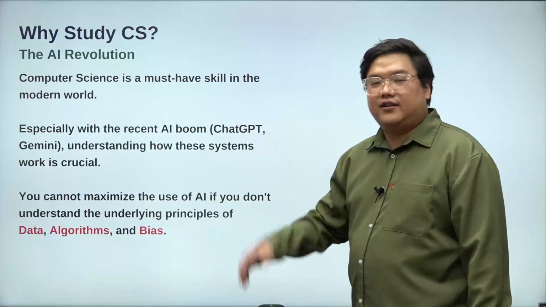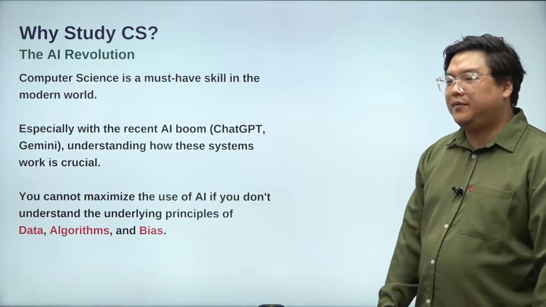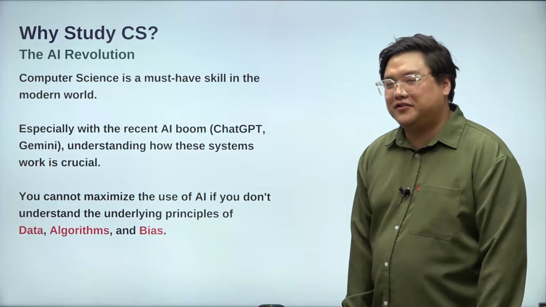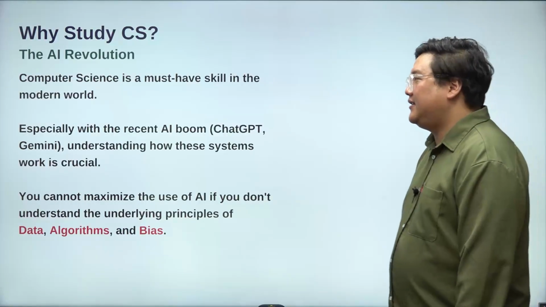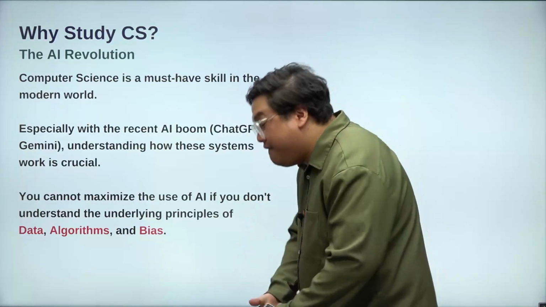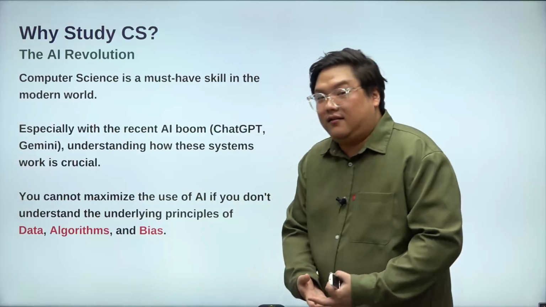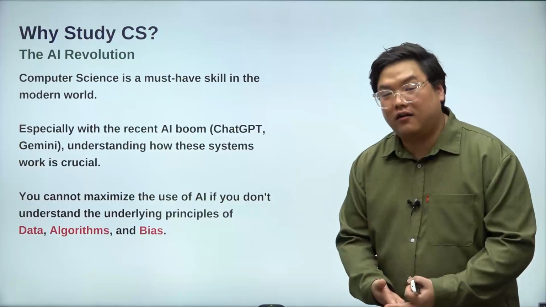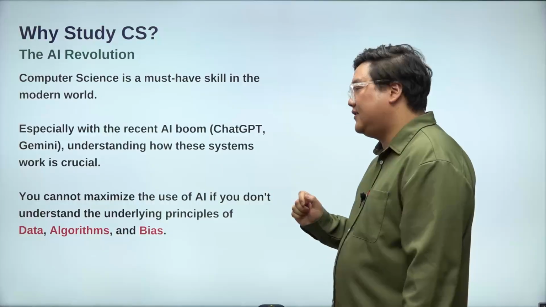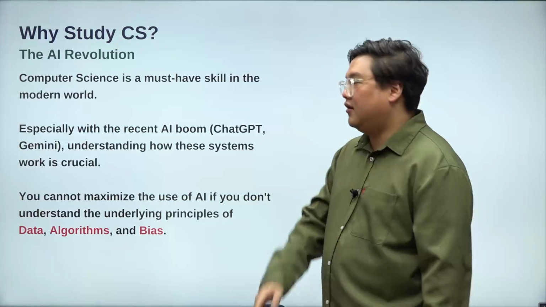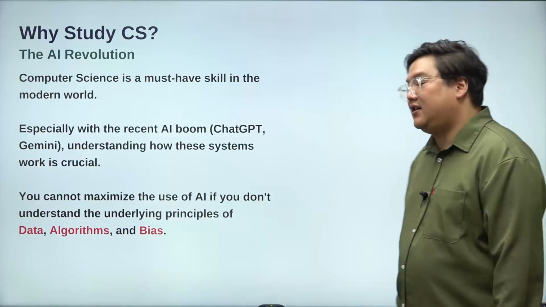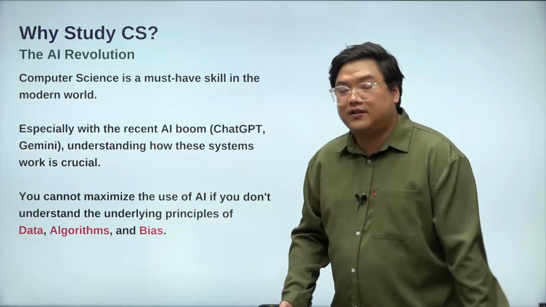And yeah, let's get into the AI revolution, which a lot of people have been concerned about. Computer science is a must-have skill in the modern world. Even if AI is booming, we need it even more. Especially with the recent AI boom, understanding how these systems work is critical. You cannot maximize the use of AI if you don't understand the underlying principles.